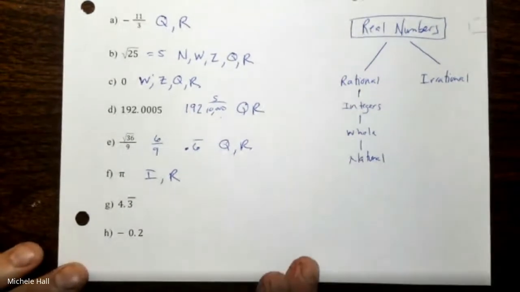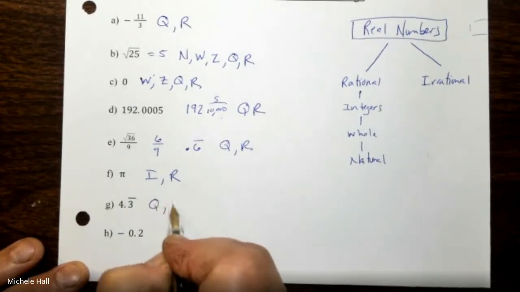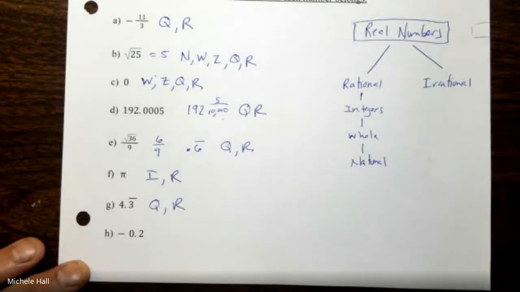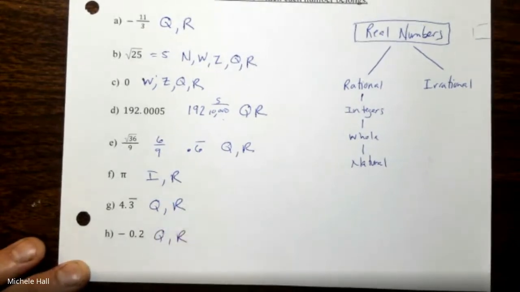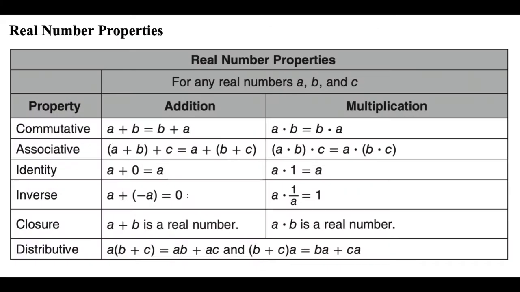Okay, how about problem G? 4.3 repeating. Where's the first place you see a repeating decimal? Rationals are repeating. And of course, it is a real number. They're all real. Okay, do the last one. H, 0 and -0.2/10. Integers do not have decimals in them. We can't say integers. It has to fit both sets. Your real number properties in the homework, you'll have to name them.